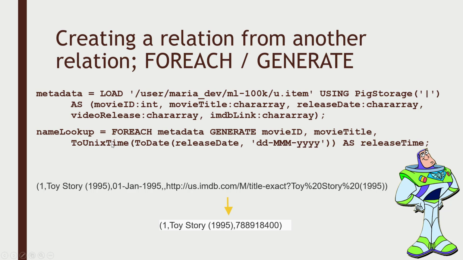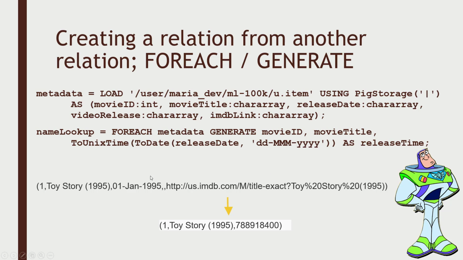So a Unix timestamp is just seconds since January 1st, 1970. And that works out to this very large number in the case of January 1st, 1995. And we're going to name that new column release time. So that's what as release time means. So what we end up with is a new relation called nameLookup that contains a movie ID column, a movie title column, and a release time column. That's a new column that we created based on the release date of the original relation. So now we have something that's a little bit more easy to handle here. Note that we also discarded the IMDb link while we were at it because we didn't need it.